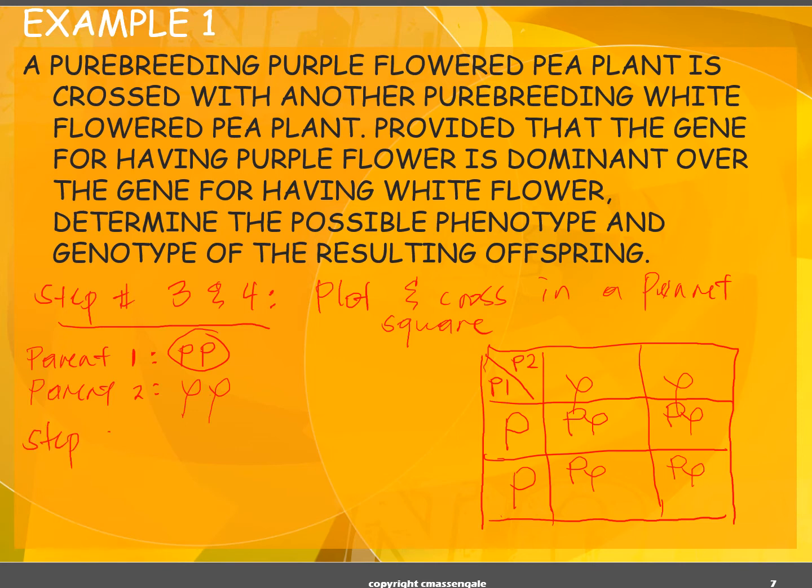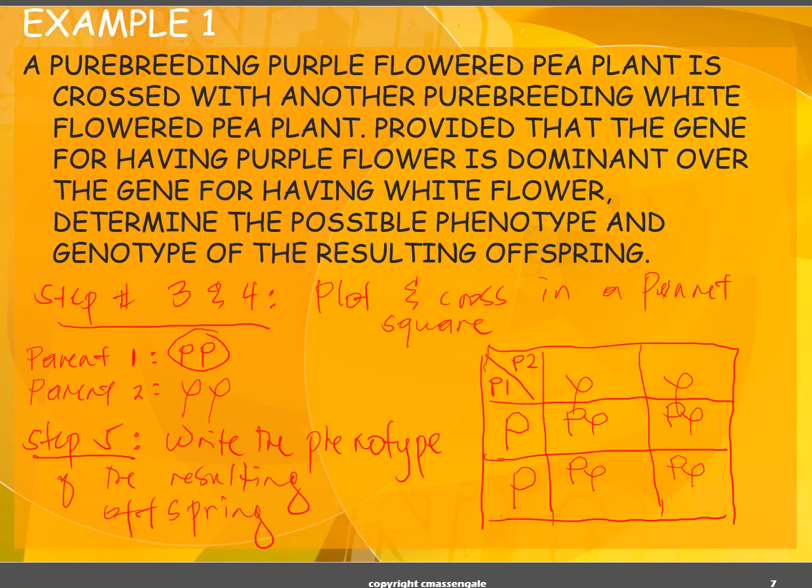In step number 5, we will write the phenotype of the resulting offspring. In the boxes here, we will write down the phenotype of the resulting offspring based on the genotype that we had.